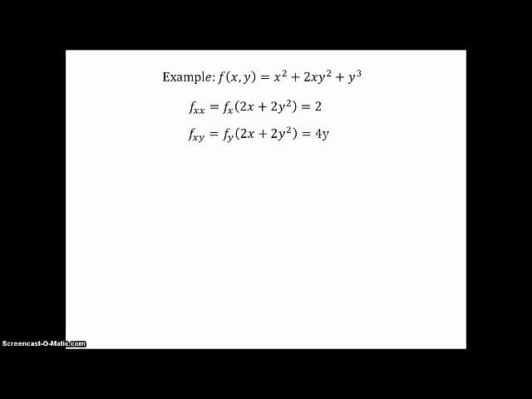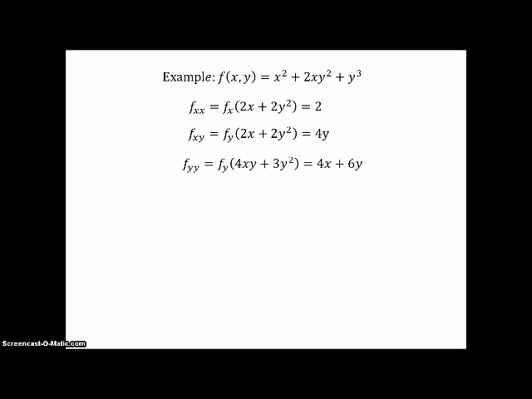f sub xy. First you take the derivative with respect to x, and that's the same as the first step in the first part of the example. And the second time, though, now you take the derivative with respect to y. So the 2x goes to 0, and the derivative of 2y squared is 4y.